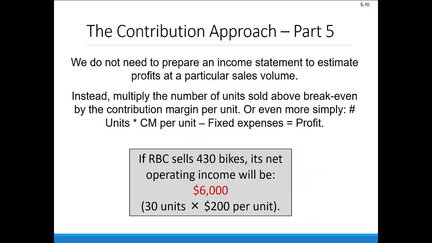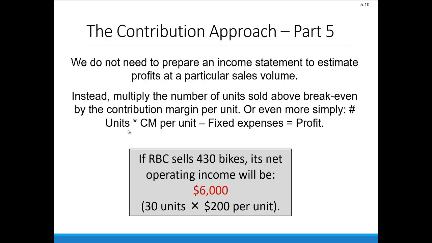Now, part of the reason this becomes so useful in terms of planning and decision making is that we don't need to prepare an entire income statement to estimate profit at particular sales volume or activity levels. Instead, we just need to take the number of units sold, either above break-even or below break-even, multiplied by the contribution margin per unit, and that'll tell us where our income moves above or below that break-even. Or we could just do it in general and factor in the fixed cost, and that's what I've highlighted here.